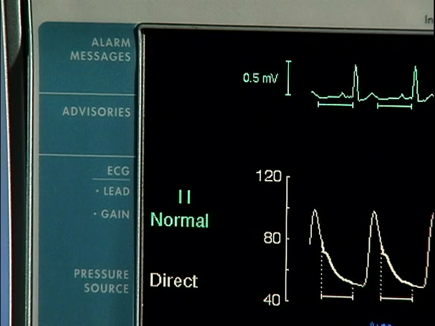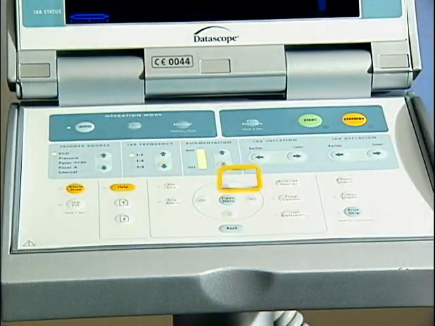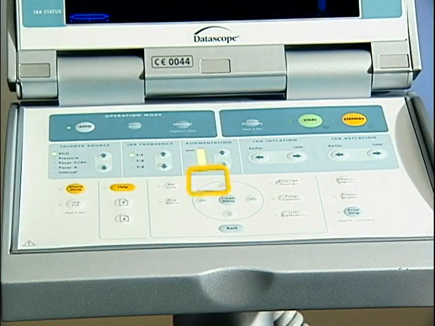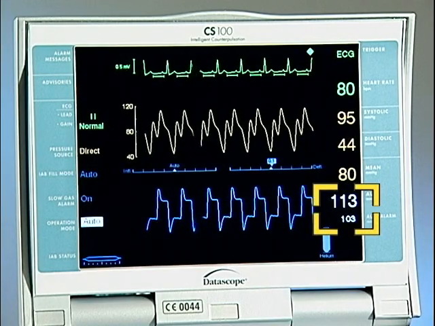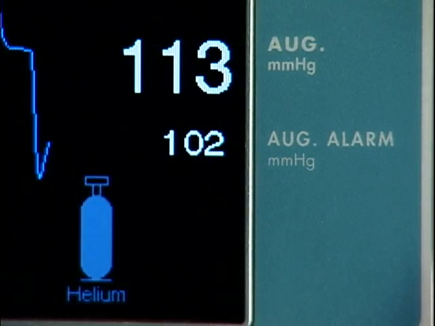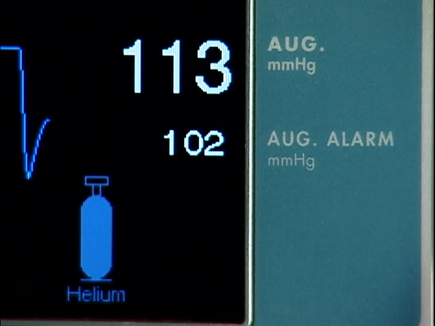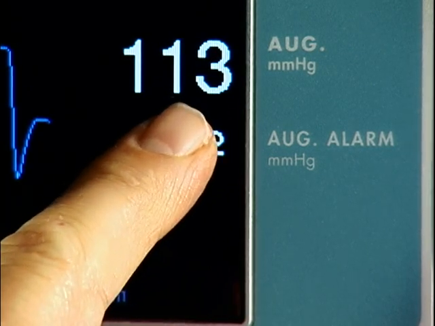Upon successful completion of autofilling, the autofilling message on the monitor will clear, and the Start key indicator, here, will flash with each inflation cycle. The CS100 will begin pumping with its augmentation level set at maximum. After 1 minute of assist, verify that the AUG alarm limit determination, here, on the display panel, is approximately 10 millimeters of mercury below the patient's diastolic augmentation pressure as displayed here.